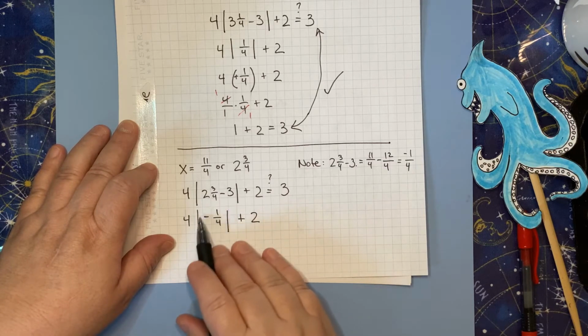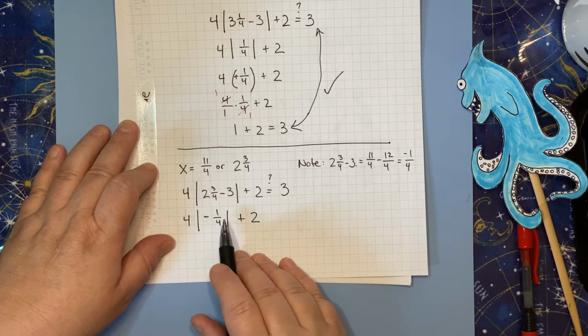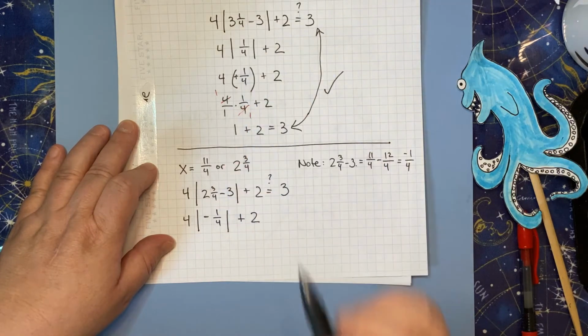Now, what is the absolute value of negative 1/4? It's the same thing as the absolute value of positive 1/4. Notice we're getting the same thing.